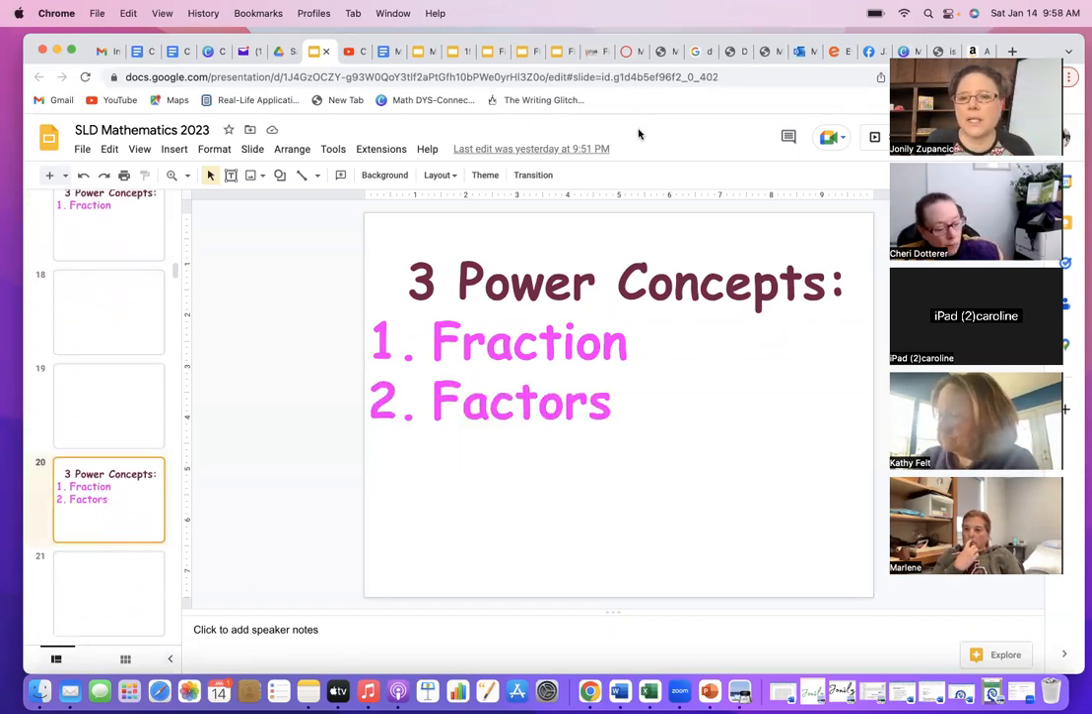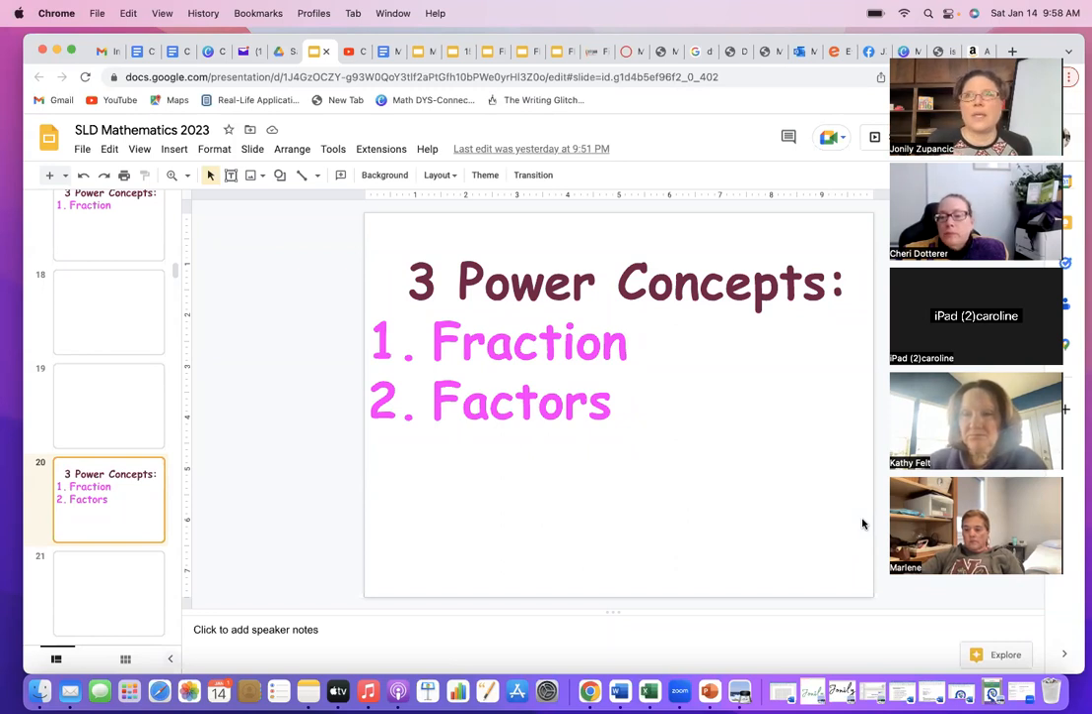Second one, factors. This is what I'm talking about with subtraction is not a high leverage concept. It's important. There are many things that we want kids to know about subtraction. But if that's the one and only thing that we do for 4 months, at the expense of no exposure to fraction and no exposure to factors.